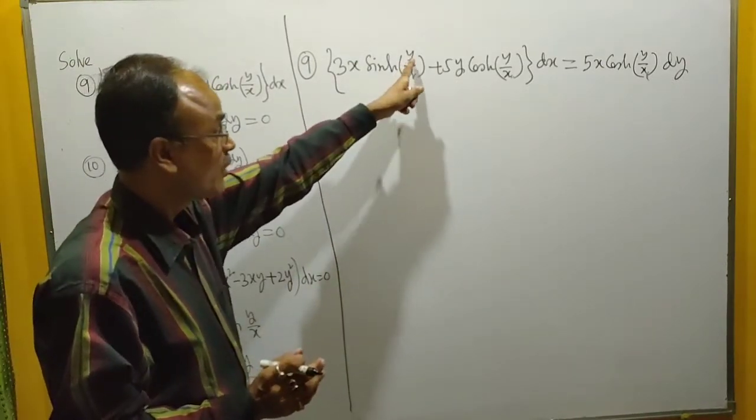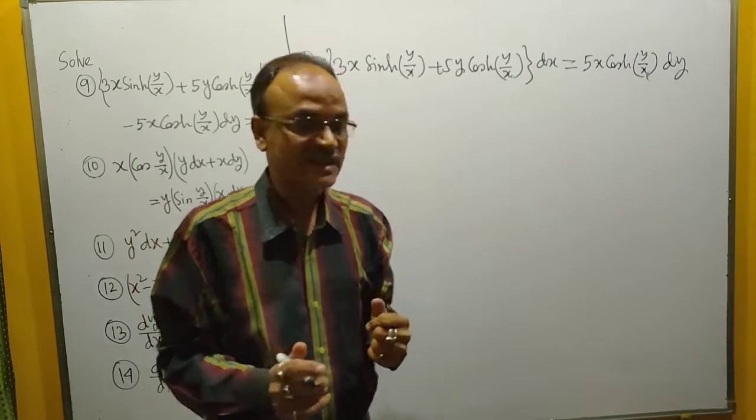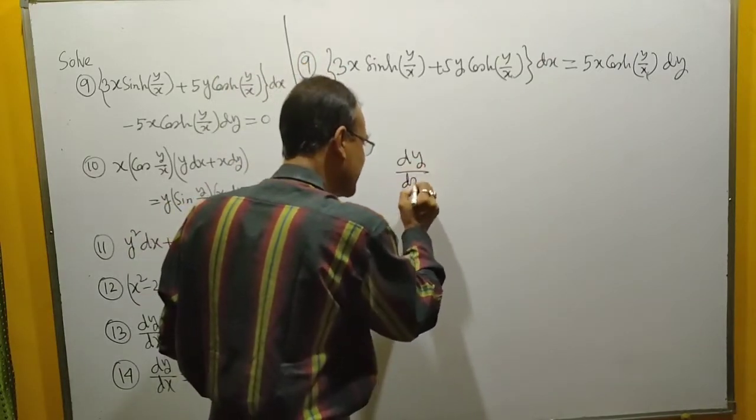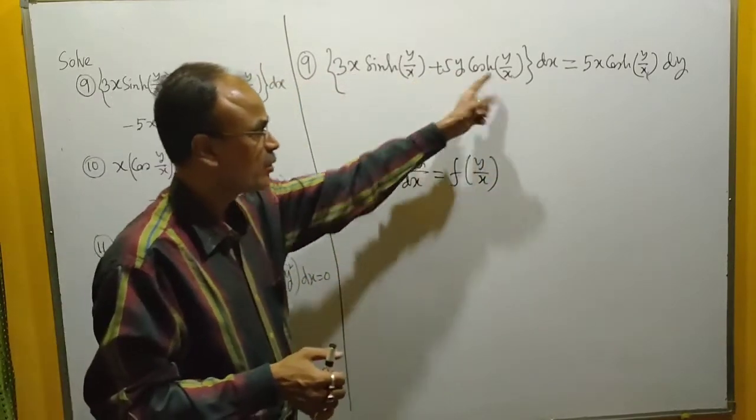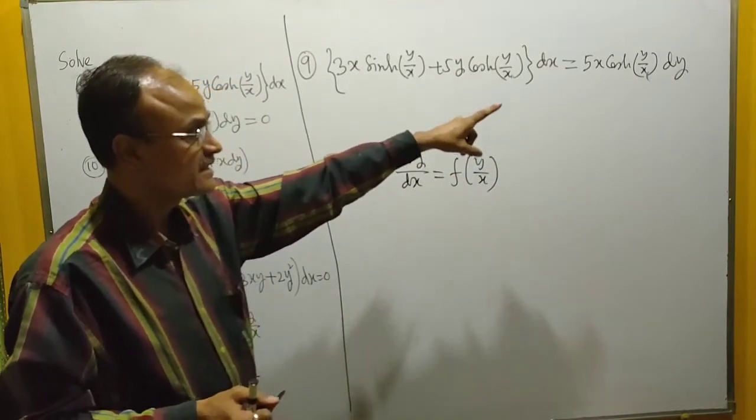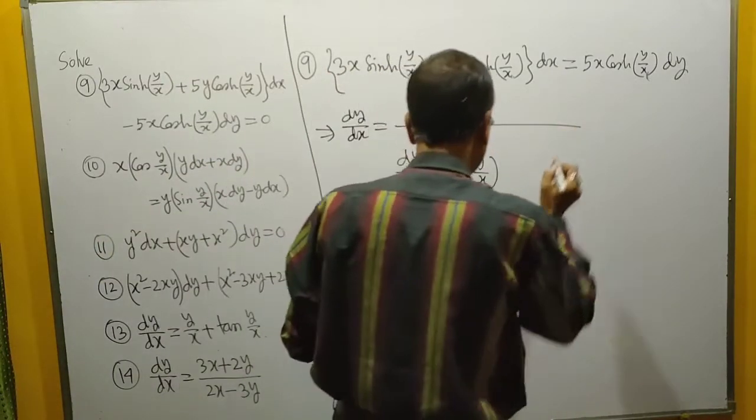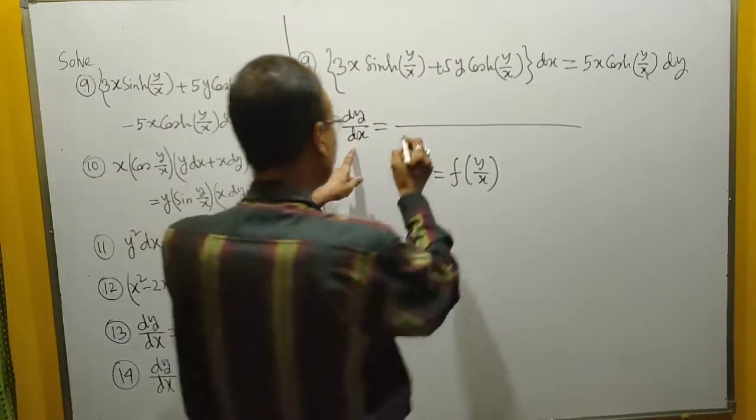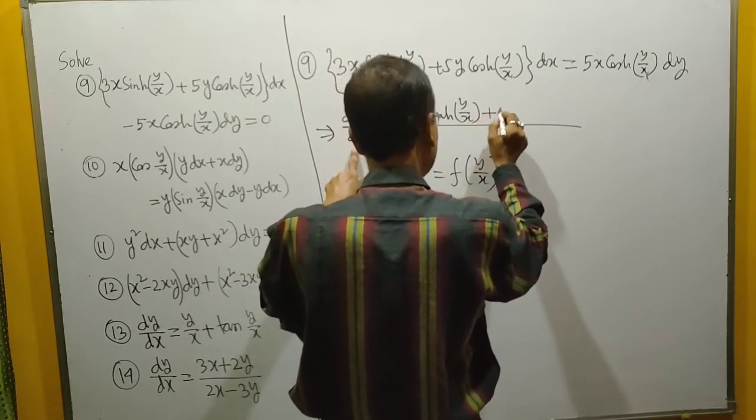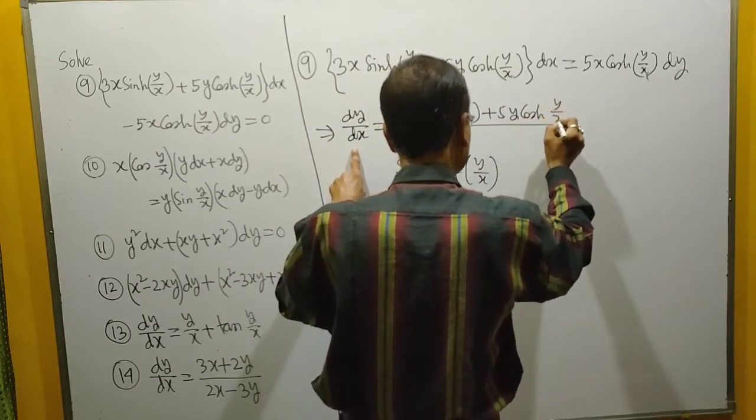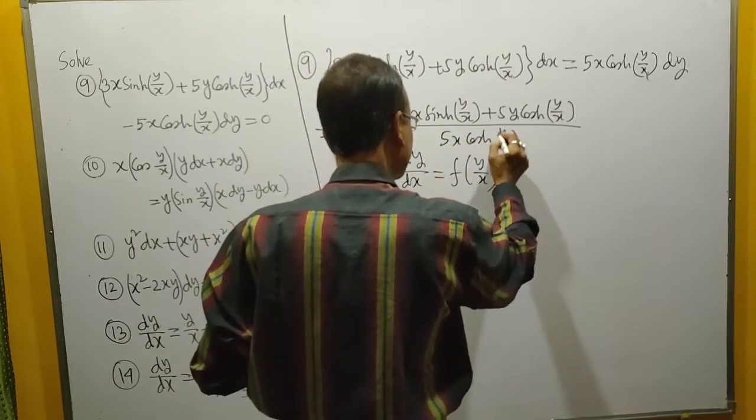Now, you see y by x is a function. Let me remind you, a differential equation is called a homogeneous differential equation if it can be expressed in the form dy by dx equal to a function of y by x. Since y by x is there, you should write dy by dx equal to (3x sinh(y/x) + 5y cosh(y/x)) divided by 5x cosh(y/x). You may write like this.